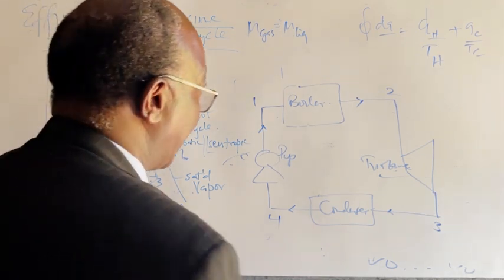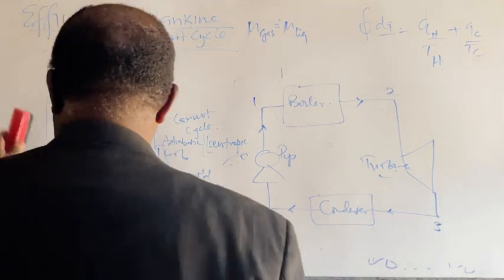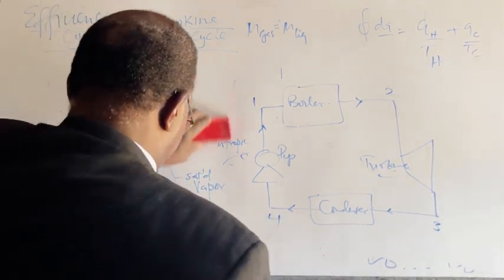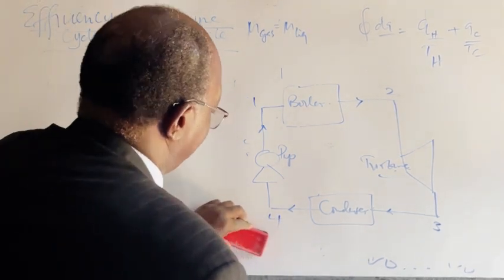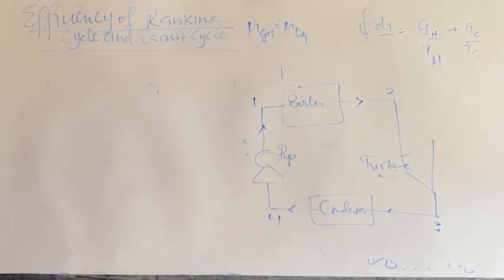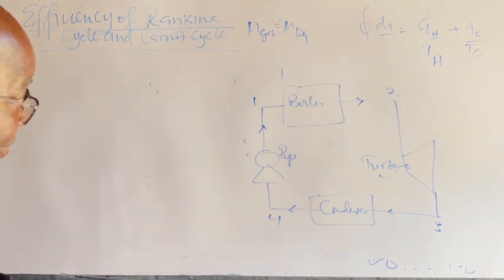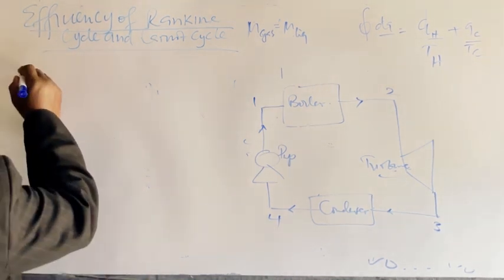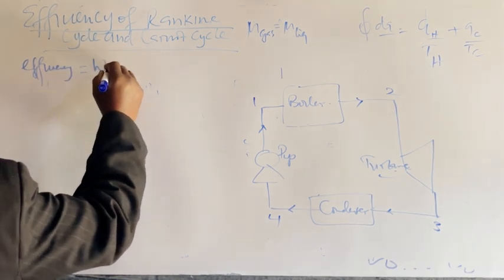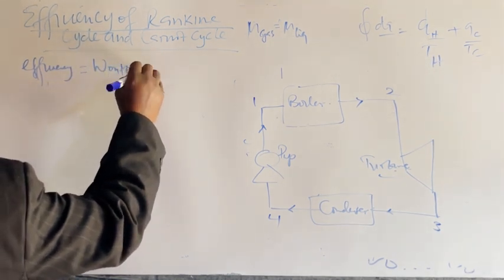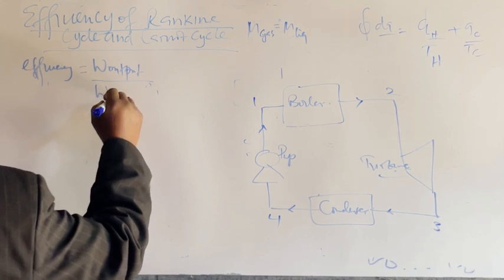So now let us look at the efficiency of the Carnot cycle. So always remember those diagrams. As much as I'm erasing them, they should not be erased out of your mind, because we are referring to them back and forth. So what is efficiency? We know that efficiency by definition is work output over work input.